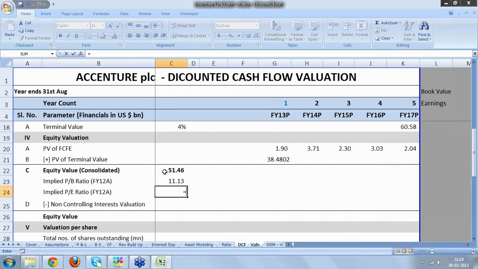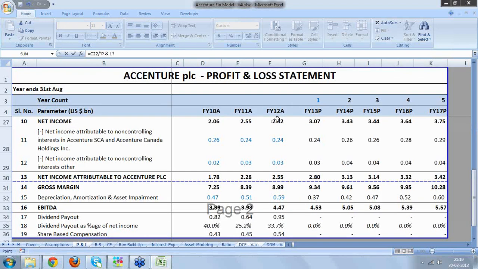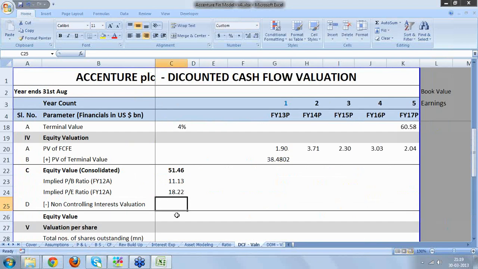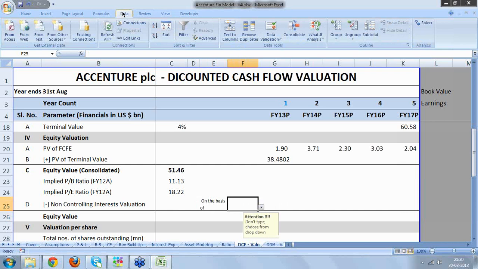I'll see what the multiple of earnings is. So this divided by total earnings, again the net income of FY12. So it's trading at a multiple of this. I can use any of these multiples to value the non-controlling interest. So I'll make a drop down here. I'll say on the basis of, now I'll choose both. So I'll make a drop down here.